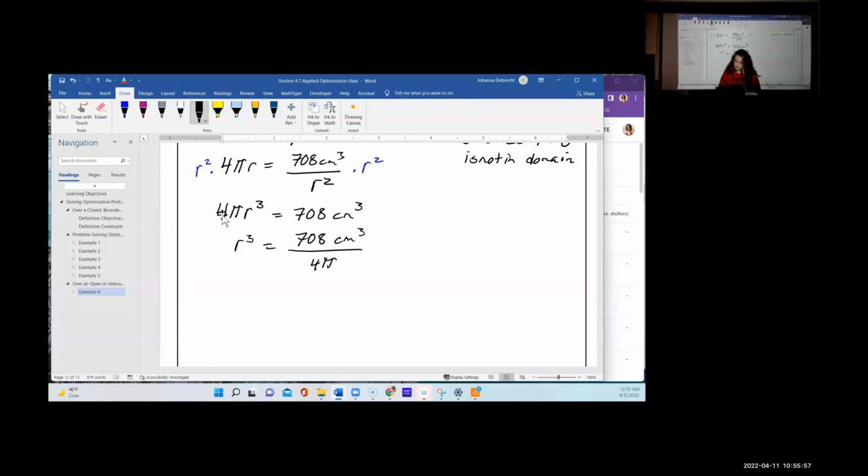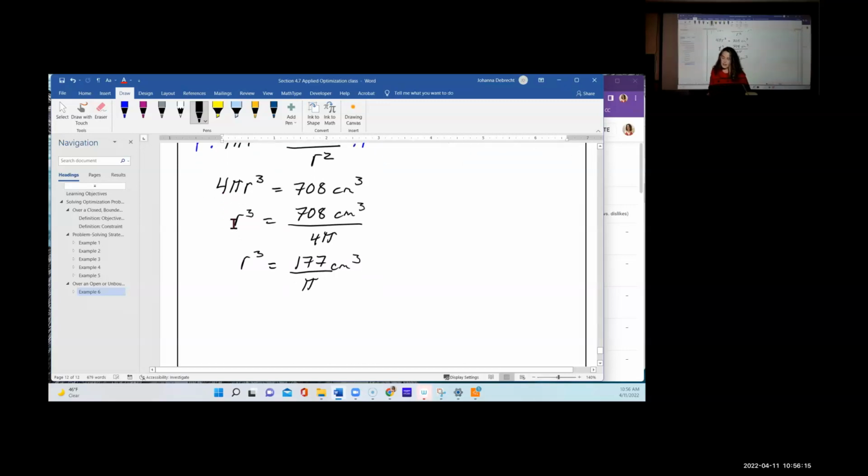177. So it is divisible by 4. I was a little surprised by that. So r cubed equals 177 over pi centimeters cubed. And then I'm going to take the cube root of both sides. And when I take the cube root of both sides, I get r equals the cube root of 177 over pi centimeters cubed. It's quite possible that 177 is prime.